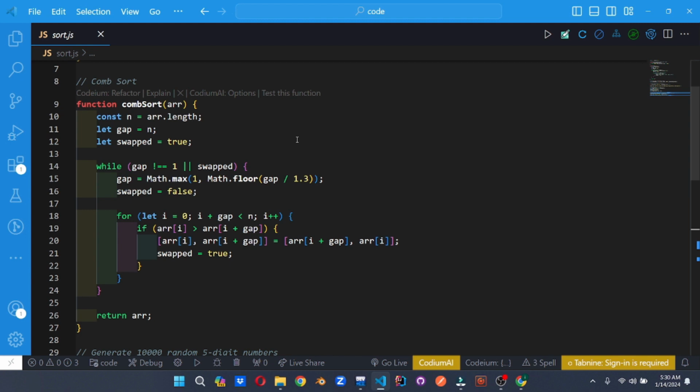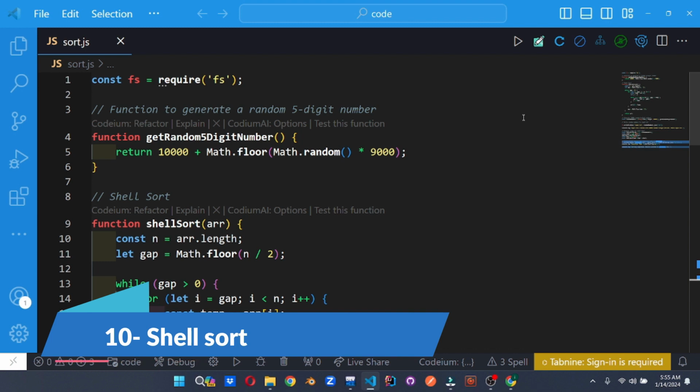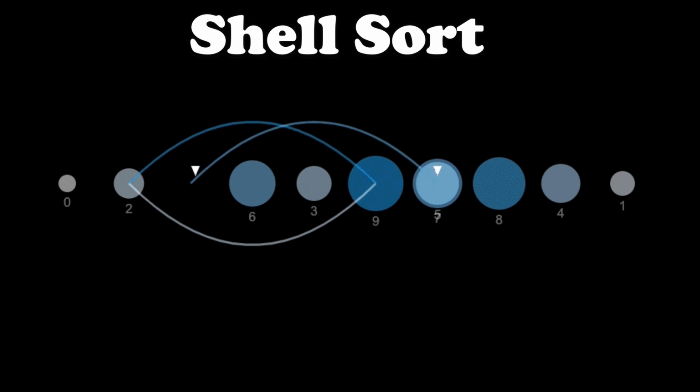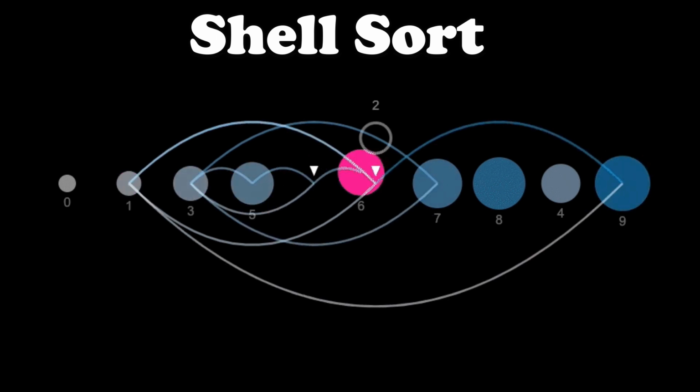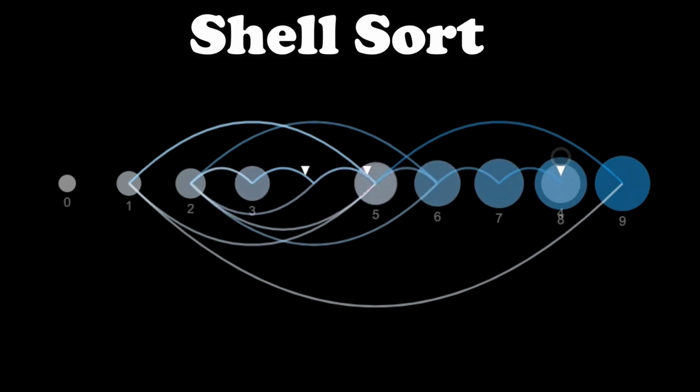So now let's move to the finale of our video today, our 10th sorting algorithm. On number 10, we have shell sort. Let's talk about shell sort, an algorithm that starts by sorting elements that are far apart from each other and gradually reduces the gap. It's like breaking down a big problem into smaller, more manageable pieces.